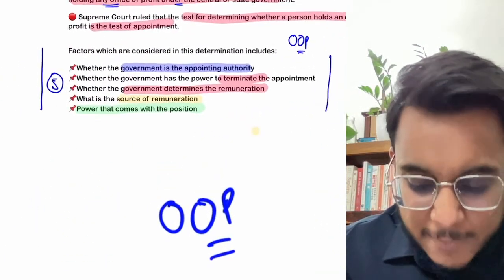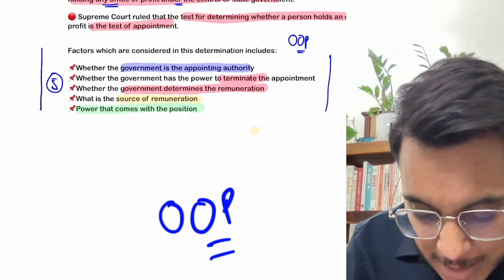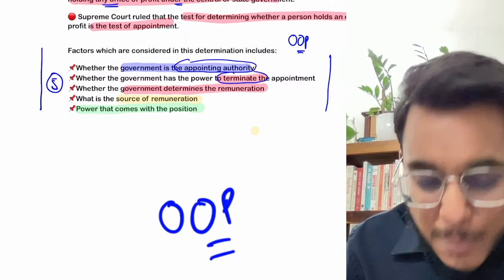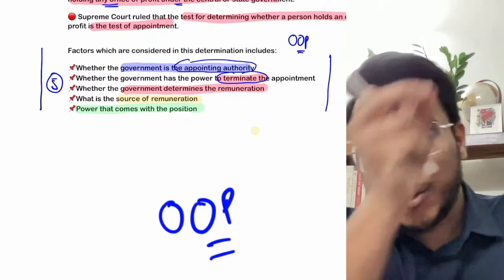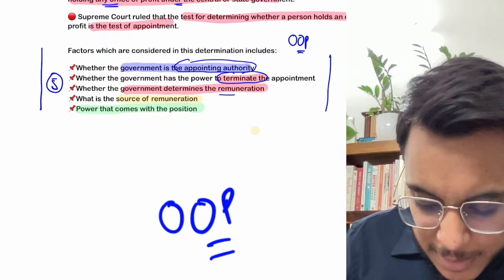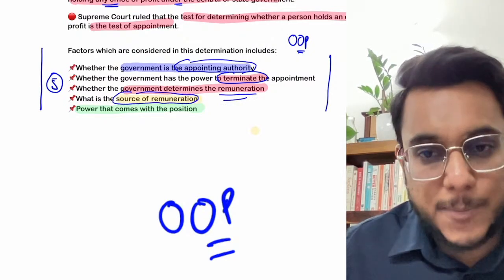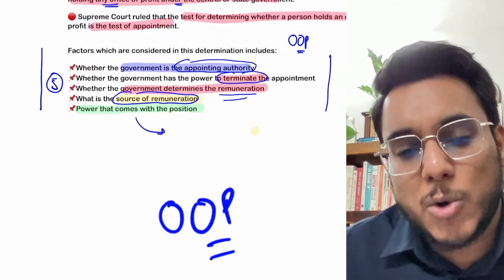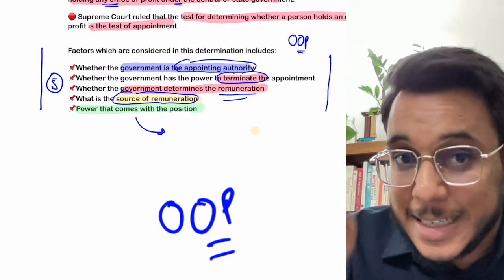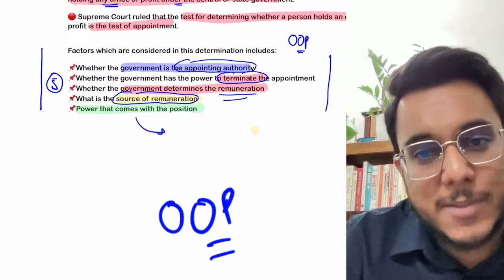Now, what are the five conditions under which an office of profit can be declared? An office or a position will be an office of profit if the government is the appointing authority. Secondly, if the government has the power to terminate that appointment. If the government can make an appointment to an office, that office is an office of profit. If the government can terminate the person from that office, it is an office of profit. Third, if the government determines the remuneration, if the government decides how much money is to be given. Fourth, if the source of remuneration is the government. And fifthly, is there power coming out of that position which will entitle a person to take certain decisions, the decisions which can impact the public good? So the powers, the remuneration, who can terminate, who can appoint, all these factors will determine an office of profit.